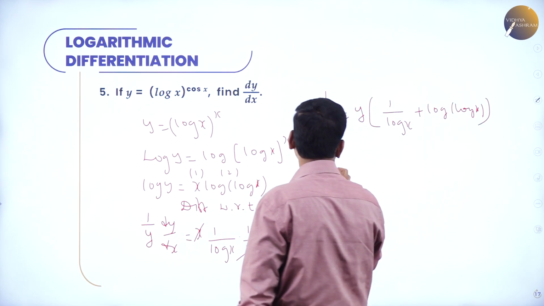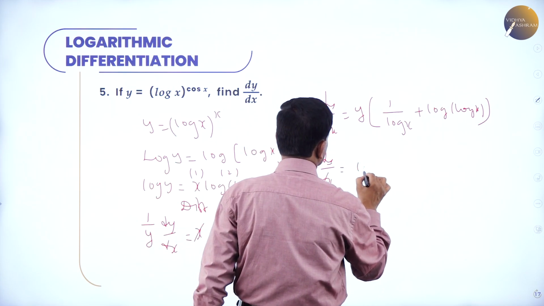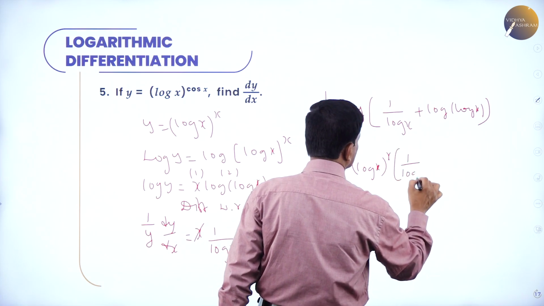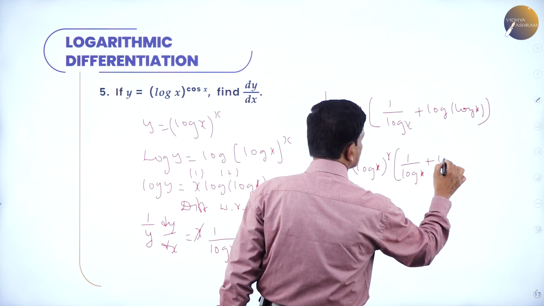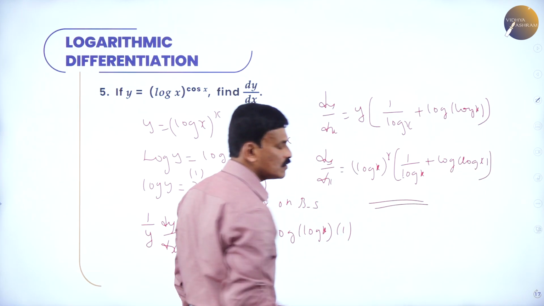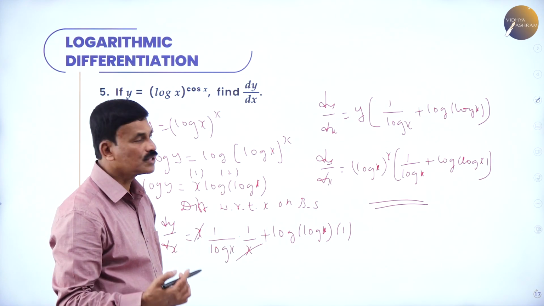Now just substitute the value of y. So therefore dy by dx is equal to, what is y? y is nothing but log x to the power of x into 1 over log x plus log of log x. That's it. This is how we are going to simplify this. Very simple problem. Okay, now move on to the last problem.